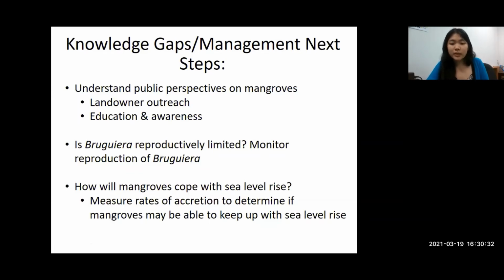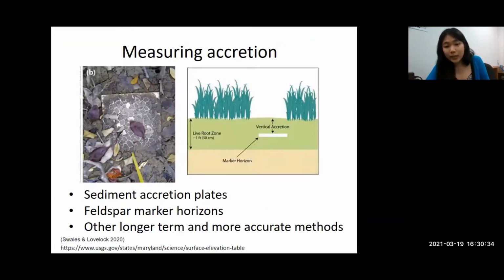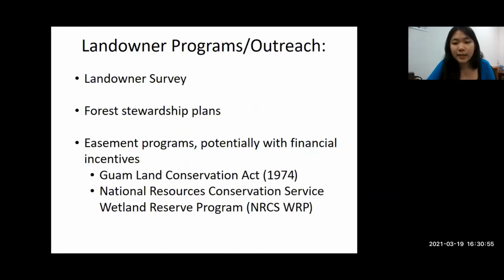So along those lines, they might retreat, but they also could accrete enough sediment. So we can do some simple measurements with tiles to look at how much sediment accretes over time, or these markers in the sediment. We can take a core and see how much stuff accumulated on top of that over time. So these are some easy low-tech ways that we can first see if mangroves are accreting sediment.